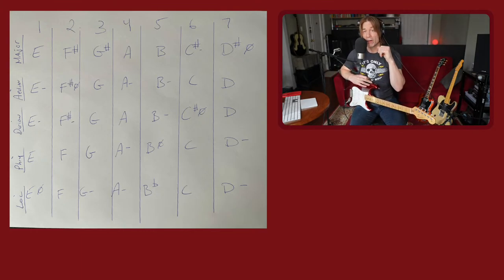Now we're going to play parallel modes. So basically, it's like a parallel minor. You can see the next line down is Aeolian, which is the relative minor. Aeolian is basically a relative minor of the major. But we're going to play parallel, so we're going to play E Aeolian, which has E minor, then an F sharp half diminished, then a G, an A minor, B minor, a C, and a D.